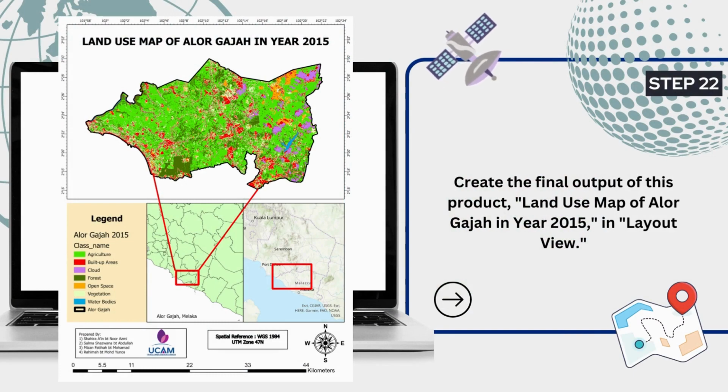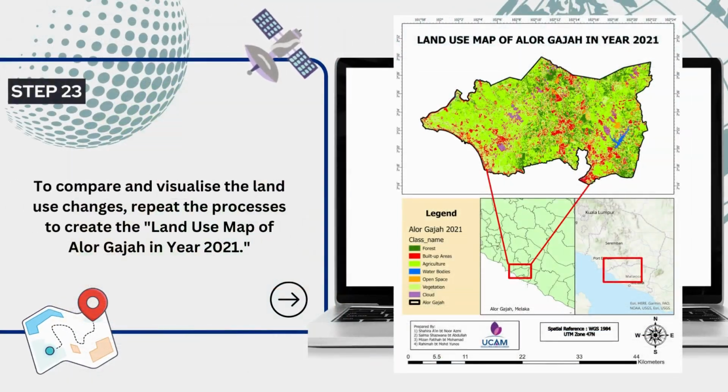Land Use Map of Alor Gajah in year 2015 in Layout View. To compare and visualize the land use changes, repeat the processes to create the Land Use Map of Alor Gajah in year 2021.